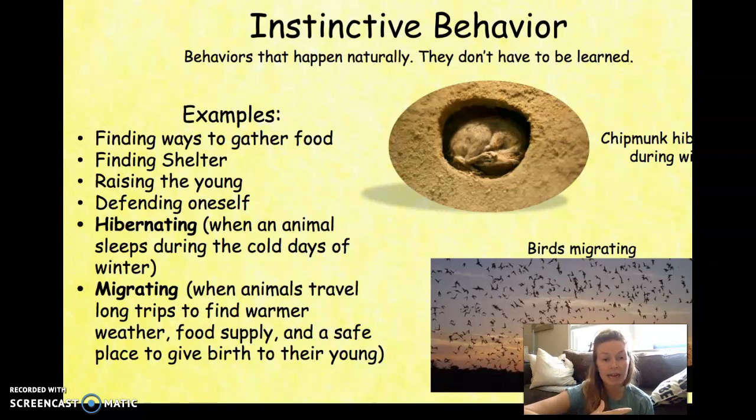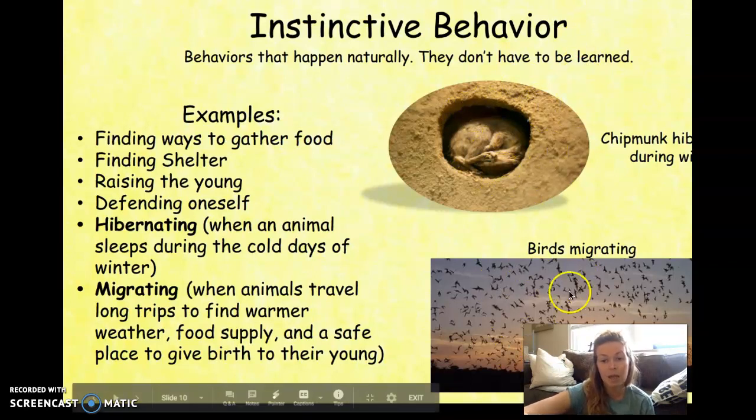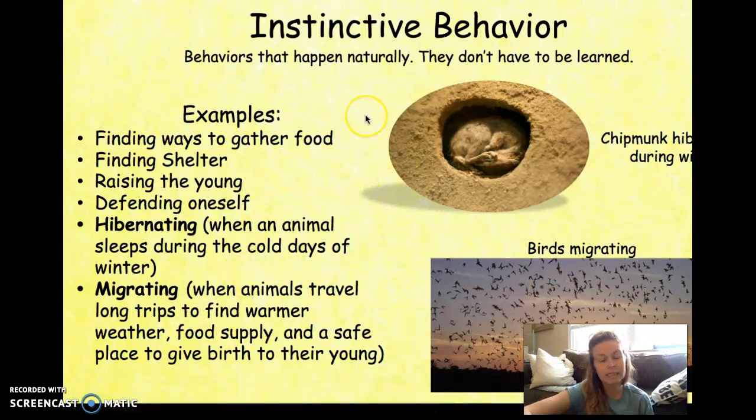So let's talk about instinctive behavior. So they are behaviors that happen naturally. They don't need to be learned. So some examples of these are finding ways to gather food, finding shelter, raising the young, defending oneself, hibernating, when an animal sleeps during the cold days of winter, or migrating, is when animals travel long trips to find warmer weather, food supplies, and a safe place to give birth to their young. So you can see the picture of the chipmunk hibernating in the winter and birds migrating. So hibernating and migrating are both instinct behaviors.